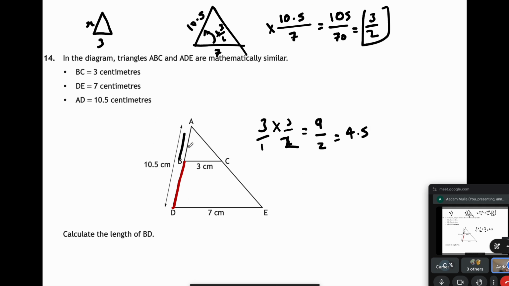I'm going to put that onto the diagram so I don't make any mistakes. So I know AB is 4.5. I need to find BD, and I've drawn that on so I know which one I'm trying to find. Always put it on. So I'm doing 10.5 minus 4.5. That'll give me my answer, which is 6.